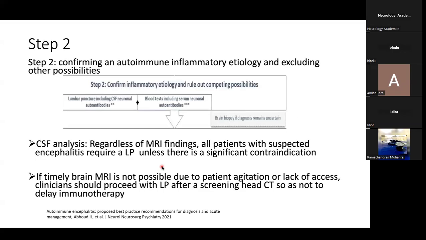Now come to step 2, confirming the autoimmune inflammatory etiology. We are excluding the other possibilities. We first go through the CSF analysis. Regarding findings, all patients with suspected encephalitis require LP unless there is a significant contraindication. If timely brain MRI is not possible due to patient agitation or lack of access, the clinician should proceed with LP after screening CT scan of the head, so as not to delay immunotherapy.